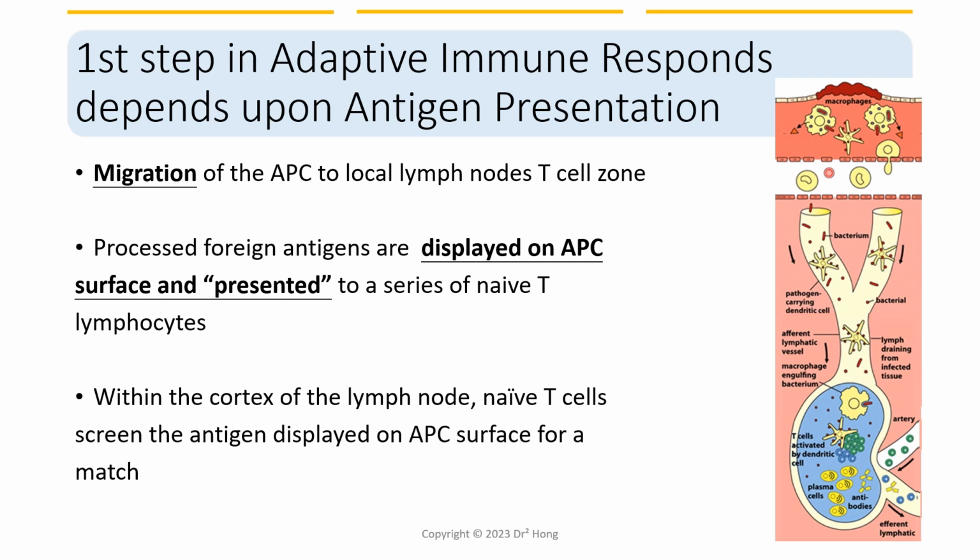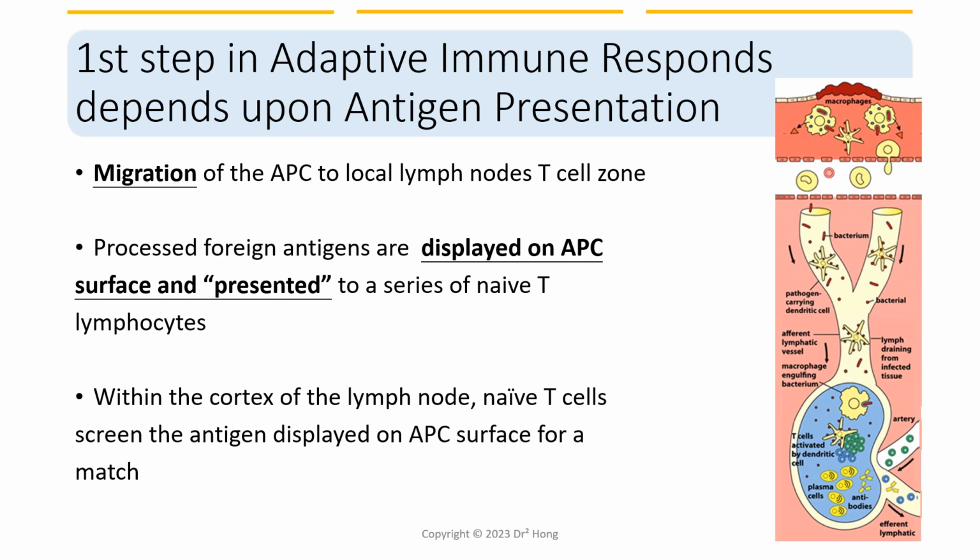Here is the process illustrating where this antigen presentation is happening. All of these antigen presenting cells are going to migrate to the local lymph nodes, the so-called T cell zone. After the antigens are processed, they're going to be displayed on the surface and presented to a series of naive T lymphocytes.